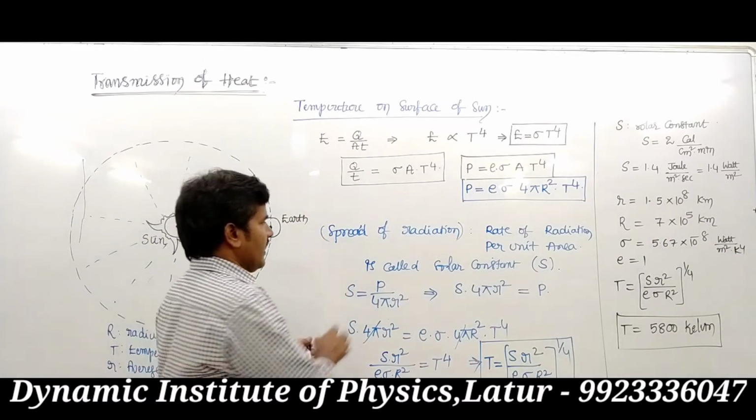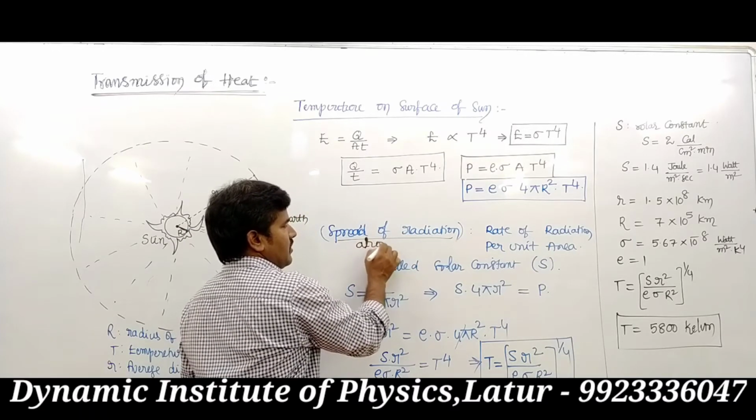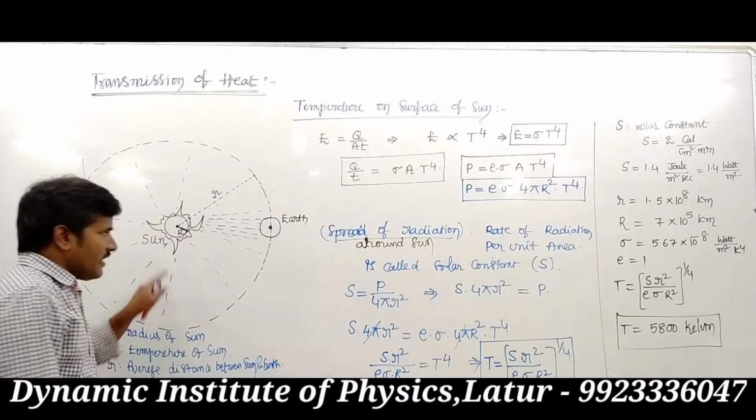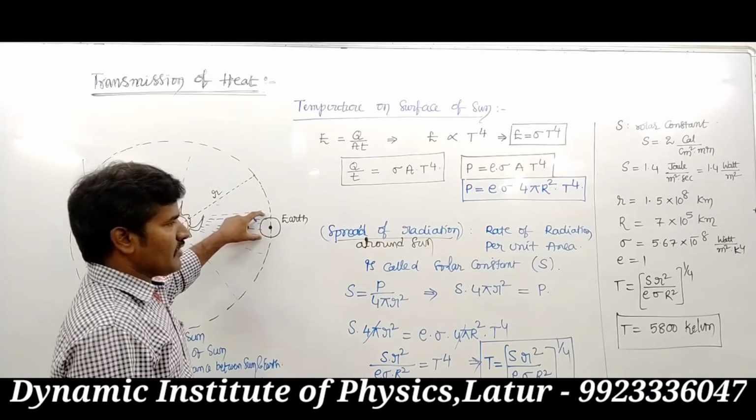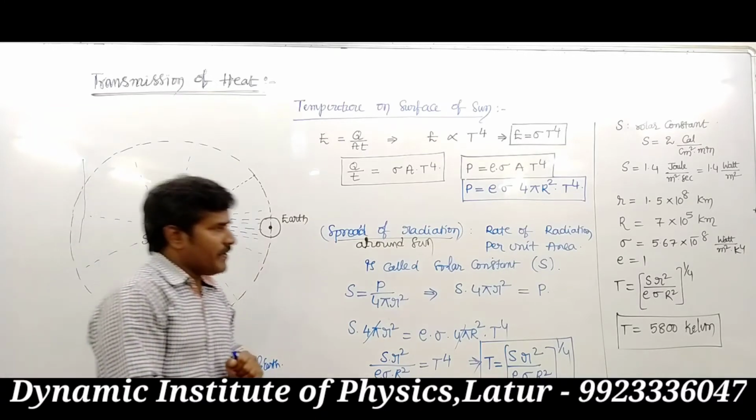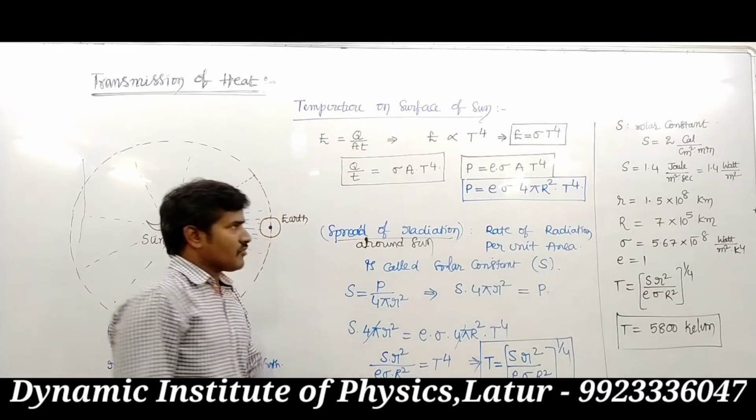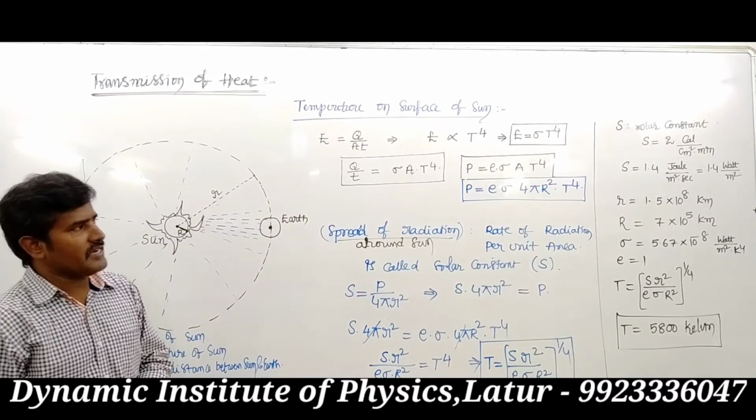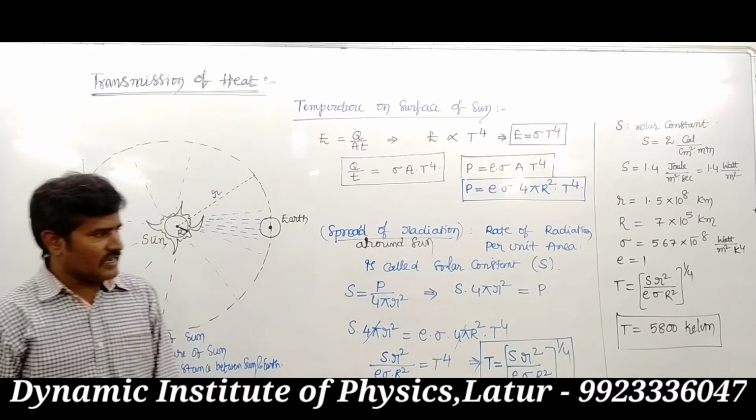Here is the spread of the radiation around the sun. This radiation is incident on the surface of the earth, and here we use one constant, the solar constant, that is the absorbed radiation per unit area. That value S equals 2 calorie per centimeter square per minute, after the T value of 5800 Kelvin.